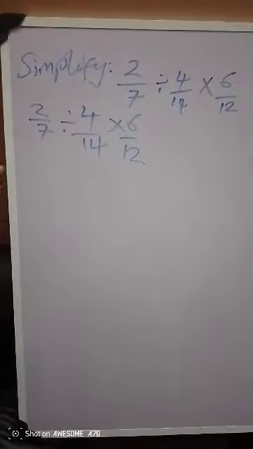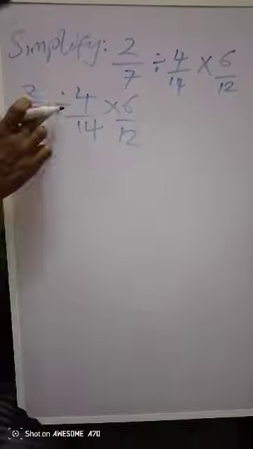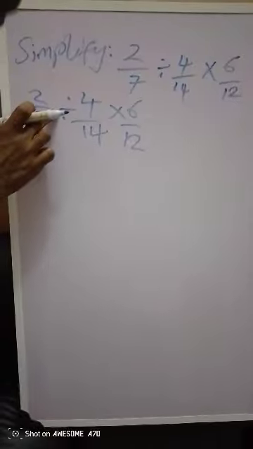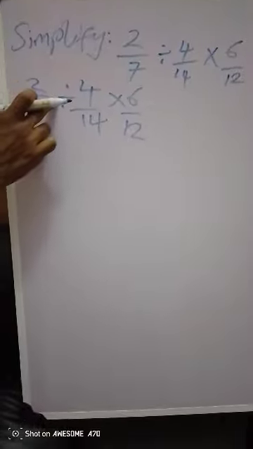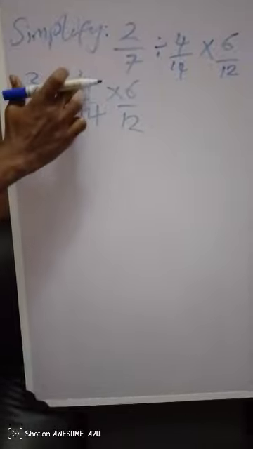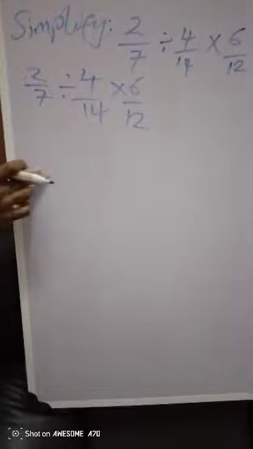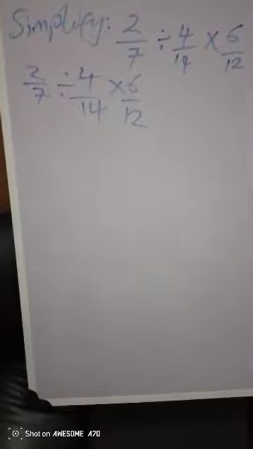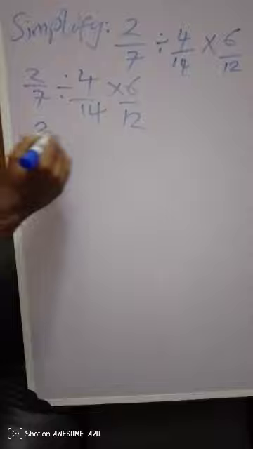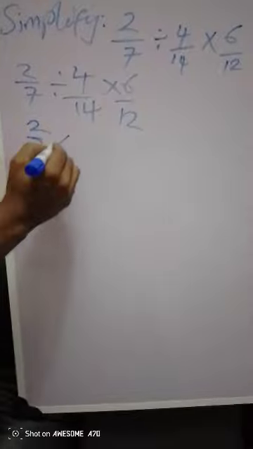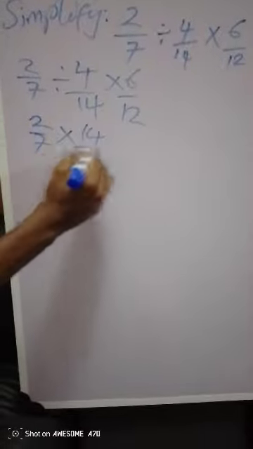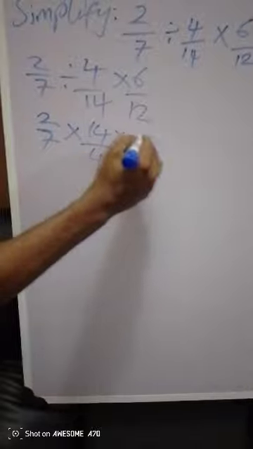Now in mathematics, when you have division, the division sign changes to a multiplication sign, but the numerator goes down to the denominator while the denominator becomes the numerator. So here we now have 2 over 7 times 14 over 4 times 6 over 12.